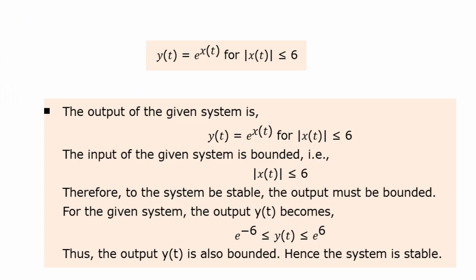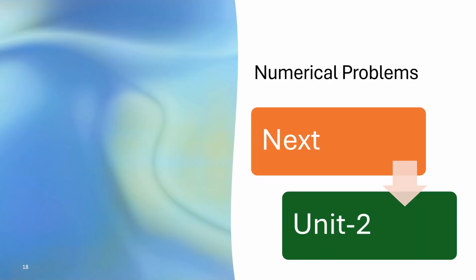Here is the example: y(t) is equal to e to the power x(t). Since it is integrable for x(t) less than 6 and has finite area, this is an example of a stable system. I hope you enjoyed the session, and you should try some more exercises, particularly the numericals based on signals and systems. If time permits, we'll also check some more problems. However, from the next session, we'll move to unit two.